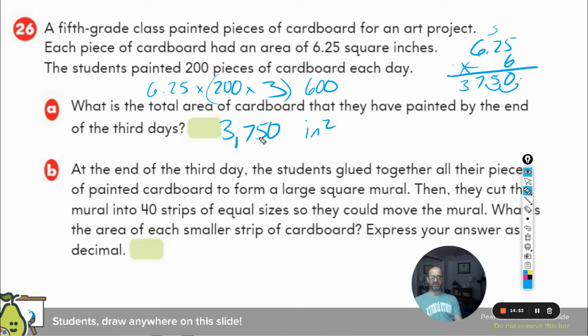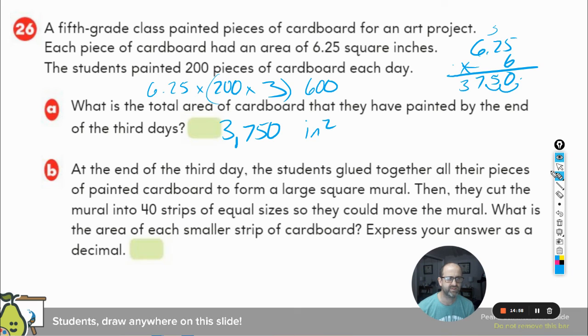And then, they want me to divide this by 40. Hopefully I'm doing all of these right. I'm going to go 3750 divided by 40. So my 9 goes right there, sorry. 9 times 40 is 360, and I'm going to get 150. 40 goes into 150. 3 times 40 is 120. I'm going to get 30. Bring down the 0.